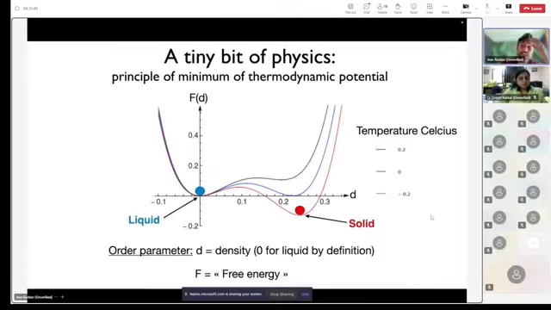So this picture makes the connection with physics. This is a kind of one-slide course on physics, but you see, this is what we call the free energy in physics.